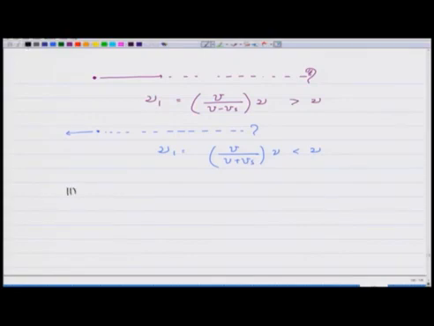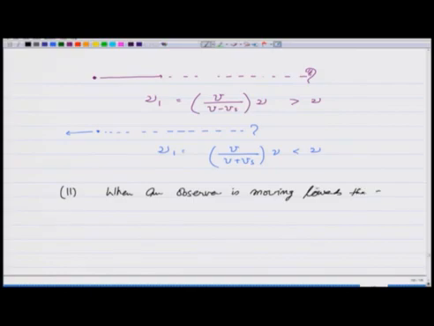Case 2 is when an observer is moving towards the source. So, in this case again, here is the source, and this observer now is moving towards the source. So, here are these maxima which are being emitted at regular intervals of time difference t, and the distance between them is lambda.